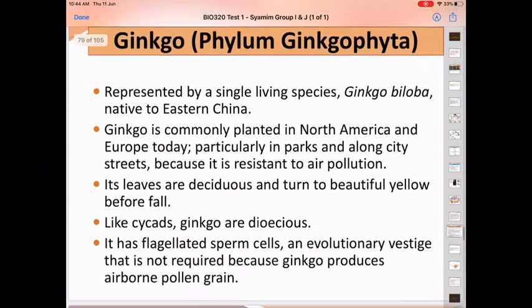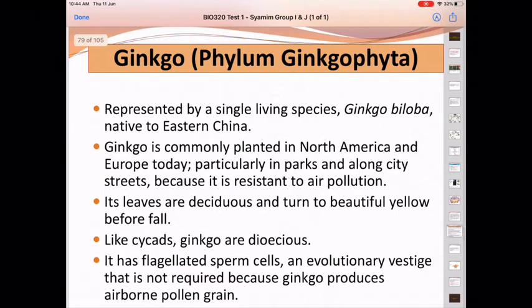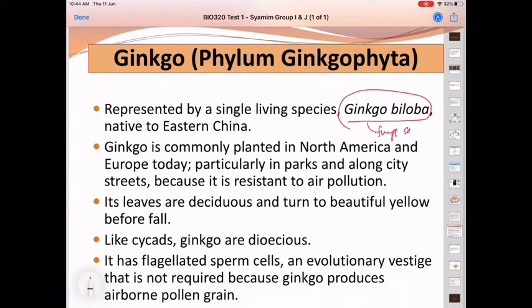Now we go into ginkgo. Okay, pernah dengar ginkgo biloba? So ginkgo biloba ni ada dalam suplemen kan, banyak orang ambil. So dia bagus untuk kesihatan fungsi saraf.